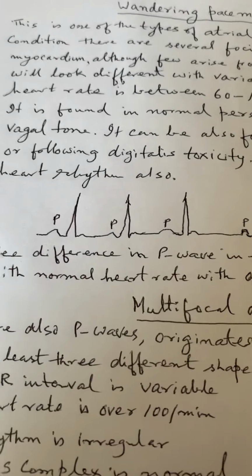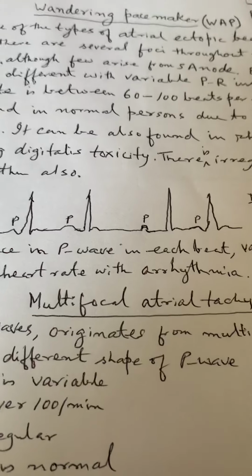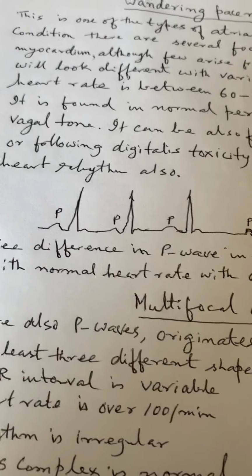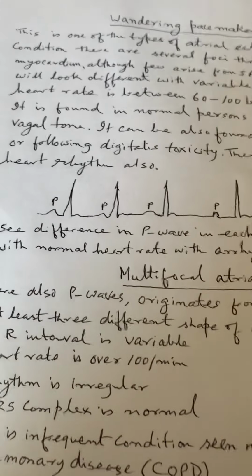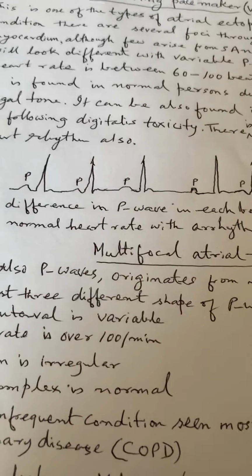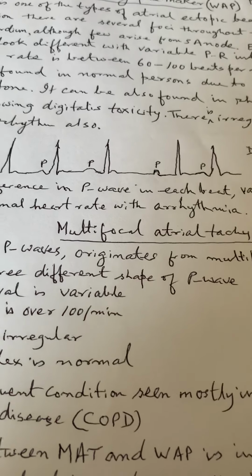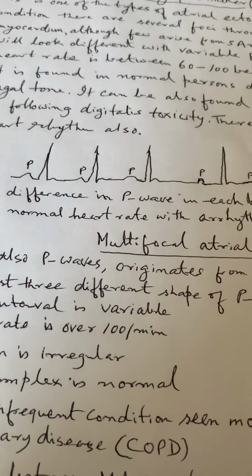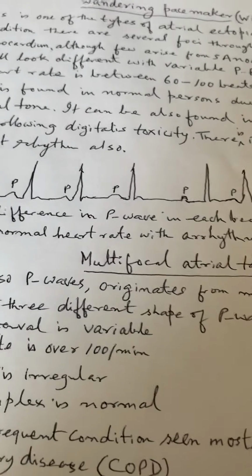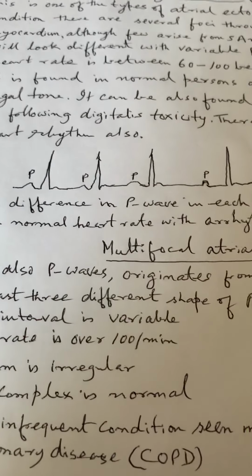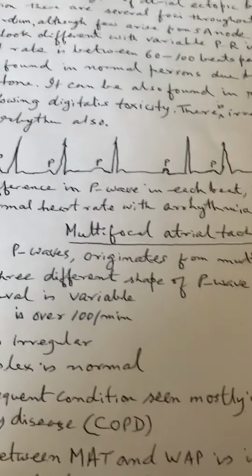This is one of the types of atrial ectopic beat, and in this condition there are several foci throughout the myocardium of the atrium, although a few may arise from the SA node as well, with different variable PR intervals. The heart rate is between 60 to 100 per minute, that is within the normal limits. It is found in normal persons due to increased vagal tone.